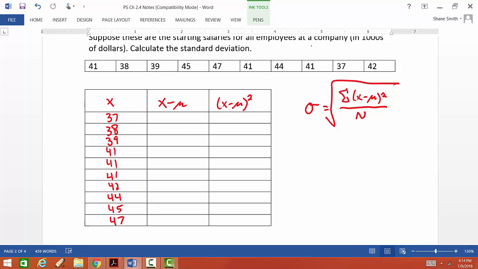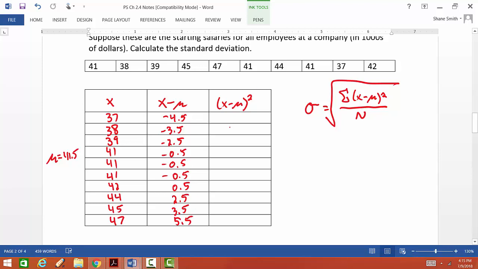Alright, so hopefully you worked this out on your own, and the first step is finding the mean. When you find the mean of this data set, you should get 41.5. So we have to subtract 41.5 from all of these. So 37 minus 41.5 is negative 4.5, then negative 3.5, negative 2.5, negative 0.5, and so on, then 0.5, 2.5, 3.5, all the way to 47 minus 41.5, which is 5.5.